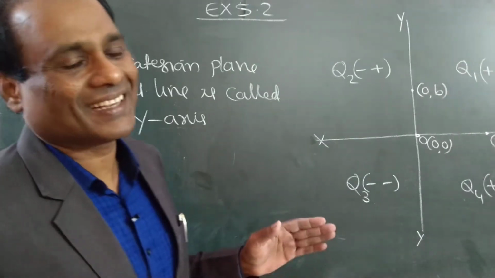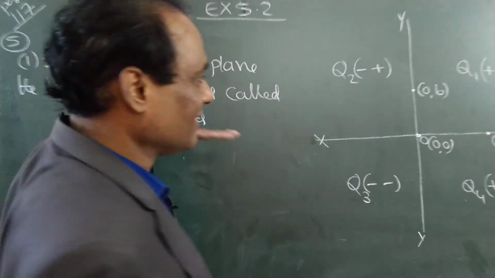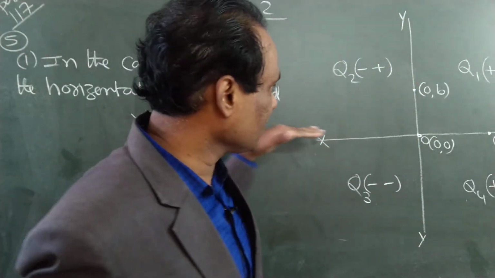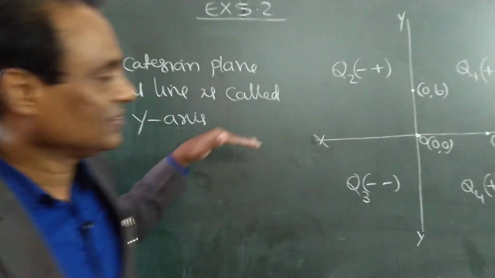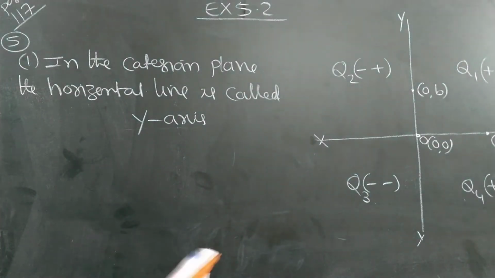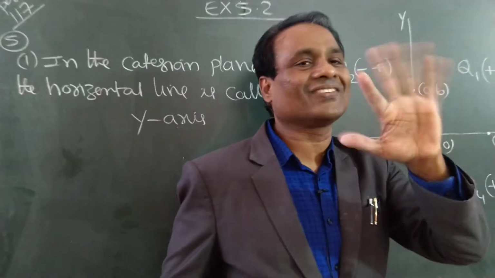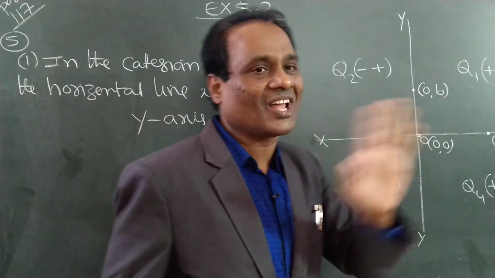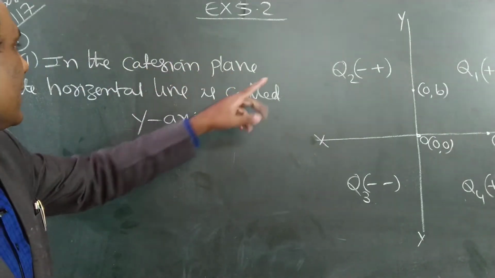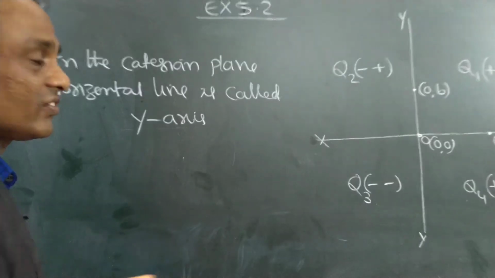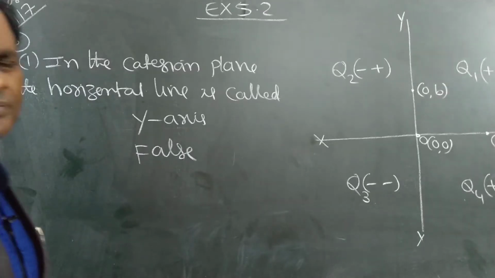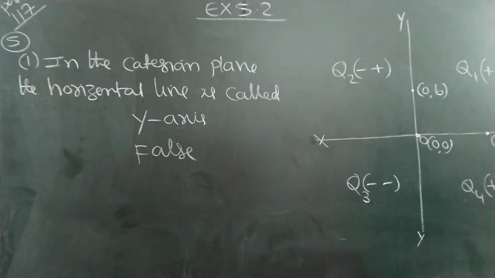What is meant by horizontal? Still some students are confused about horizontal. See, this is the horizontal. This is called vertical. This is the vertical, this is the horizontal. So horizontal is called x-axis, not y-axis. Horizontal line is called x-axis, not y-axis. In the Cartesian plane, the horizontal line is called y-axis. False. False. That's all. False. Only for practice of that concept.